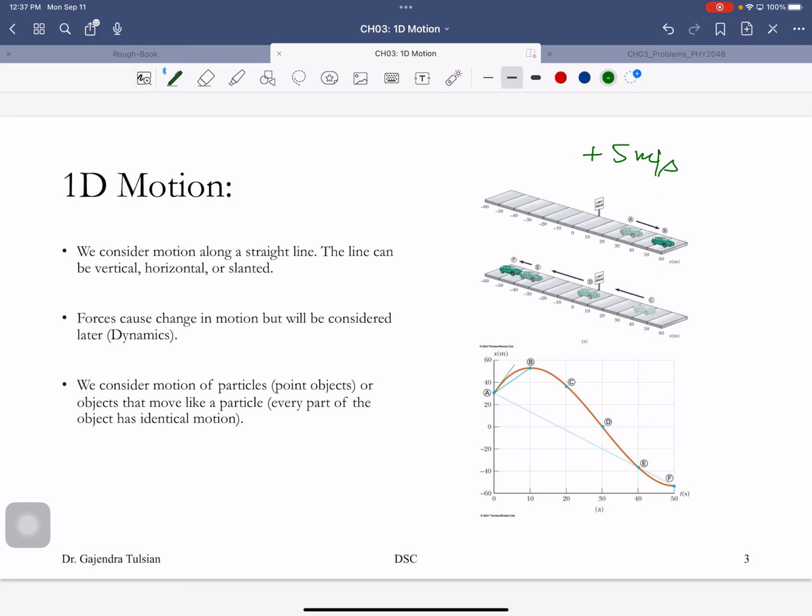So plus 5 meters per second is a velocity pointing to the right, and minus 4 meters per second is a velocity pointing to the left. So in one dimension, this is a special case. You don't need a number to specify the direction. It's the sign that tells you the direction of the vector. So keep that in mind.